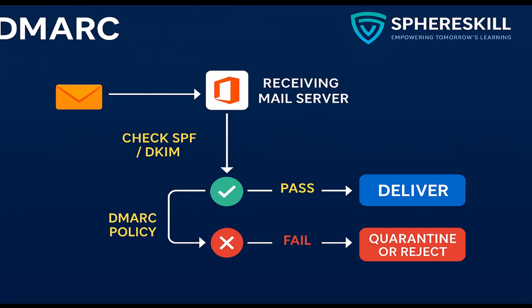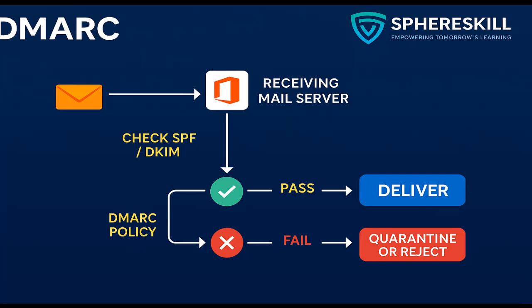So what does DMARC do? It will check for SPF and DKIM. We have already seen what SPF and DKIM do. When a sender sends a mail, it is sent out of their mail server, reaches the internet, and from there it is sent to the receiving mail server, that is your recipient mail server. As soon as the recipient mail server receives the mail, it will look for the DMARC policy.